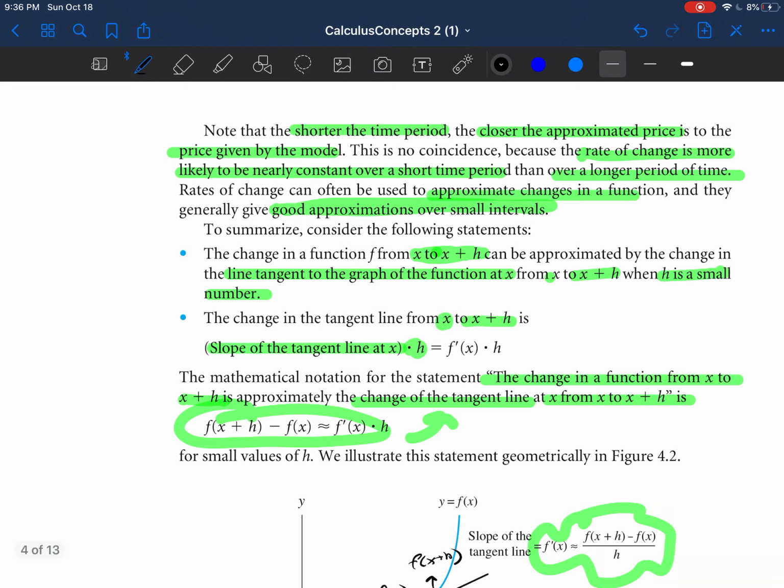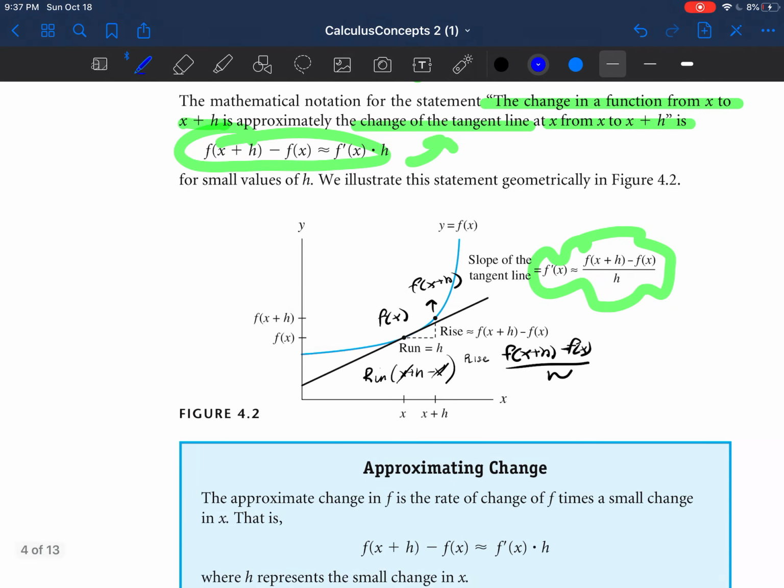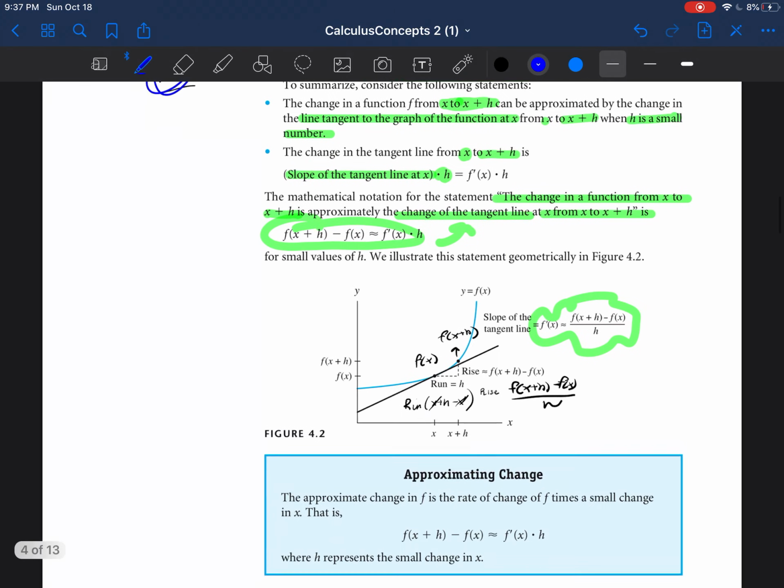So all this is saying over here is that the shorter the time period, the closer the approximated price is to the given model. And the given model is the derivative. So if you calculated it for 1990, plug it in for 1991 and 1993. Which one is it going to be closer to the actuality? Obviously 1991, because that's closer to the given model. Okay, so all this is saying, forget this. Let's look over here. So all this is saying is approximating rate of change.